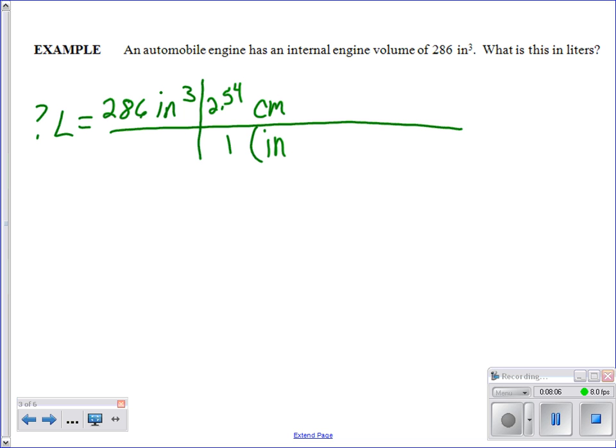Cube it. Not that it really matters, I also need to cube that number, that 1. What do I need to do to my centimeters? Cube it. And what about my 2.54? Cube it.